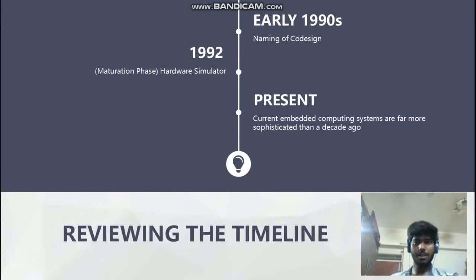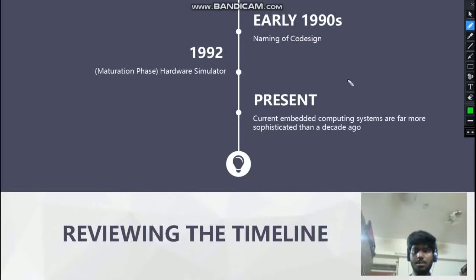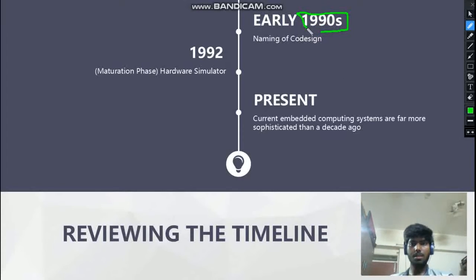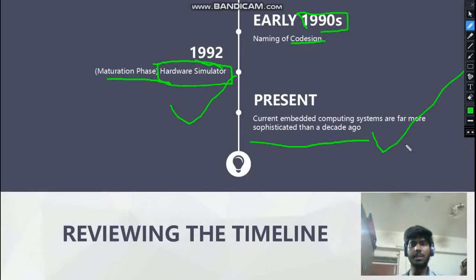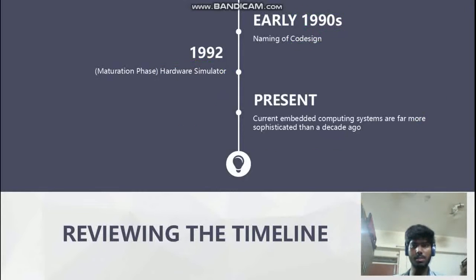So here is the timeline which I made to brief the paper. In the early 1990s we started, and the naming of codesign comes from the research paper. By 1992, the research paper shows that the maturation phase is there, hardware simulation has been initiated, and demonstration of autonomy has increased. So by the present, current embedded computing systems are far more sophisticated than a decade ago, but we still require software that understands the advanced level of hardware software codesign.